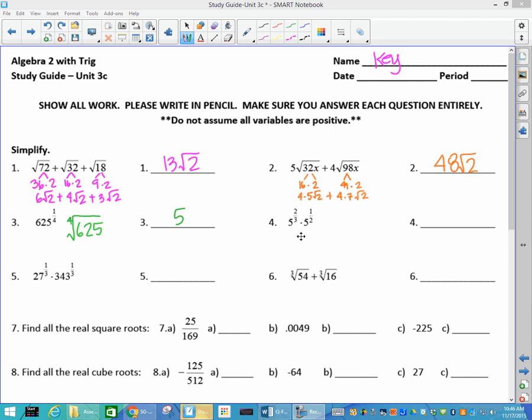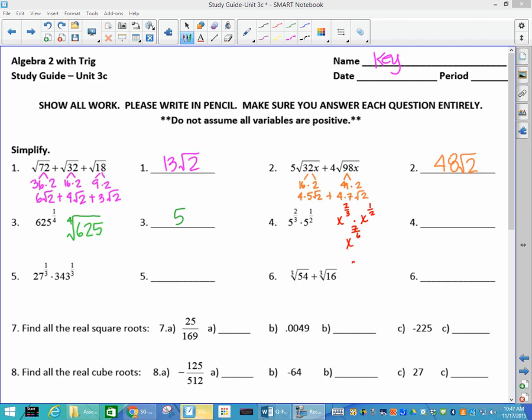Number 4. So this one, I did this in class, but I'm kind of going to do it this way. If you forget what to do on this problem, y'all, think of the 5s as x's. So this is x to the 2/3 times x to the 1/2. And when I have the same base, I add the exponents. So if I add those two numbers, use your calculator to add your fractions. That becomes 7 over 6, because 2/3 plus 1/2 is 7/6.